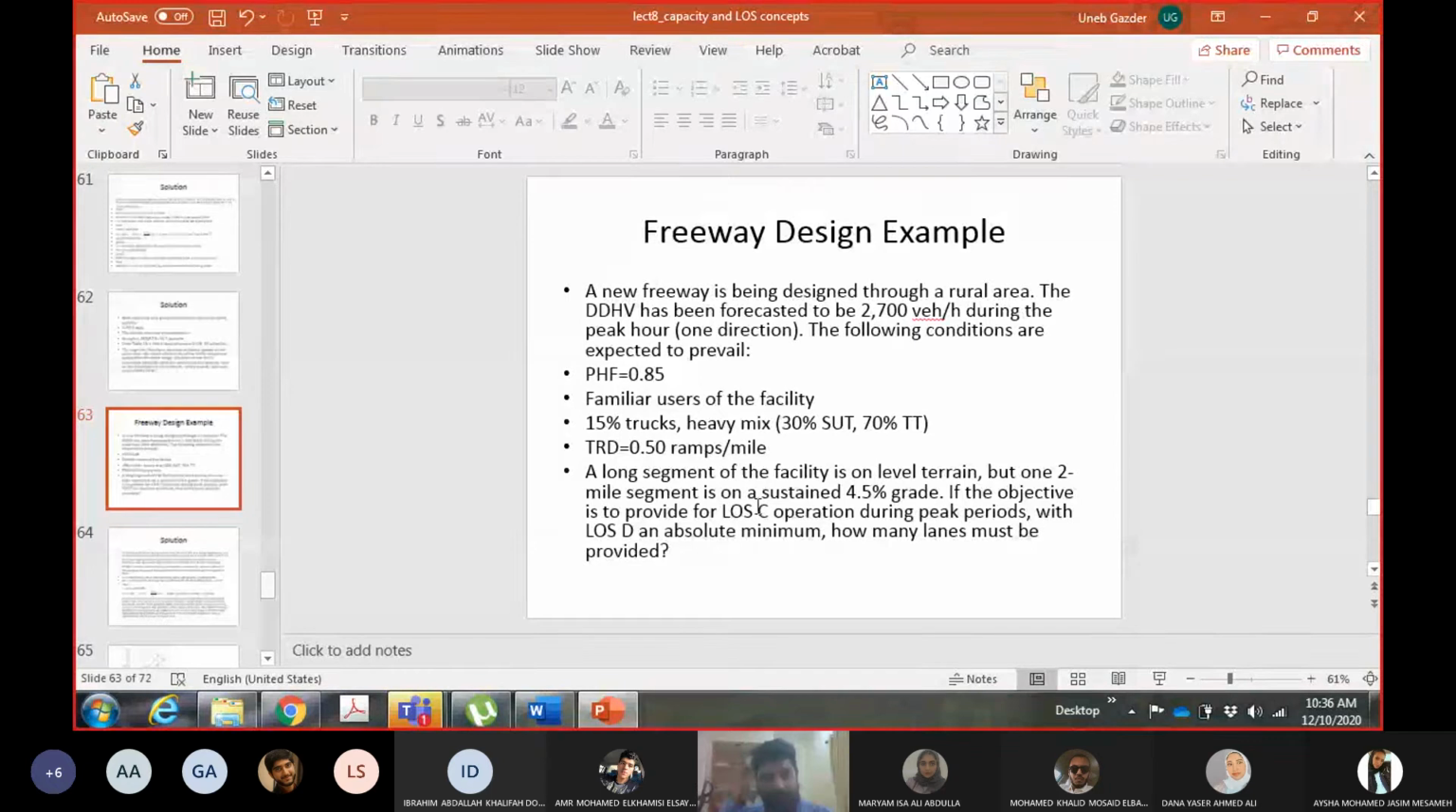Okay, so you want to maintain level of service C, so it's a design example. You have to think in advance, what do you want from the highway? We want level of service C, but level of service D is also acceptable. Since we are designing something for the future, you have to set the level of service. So this is a long example.